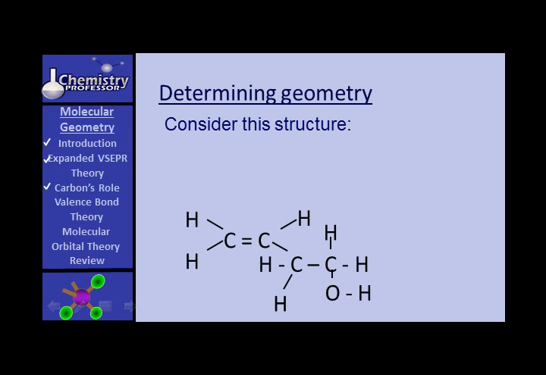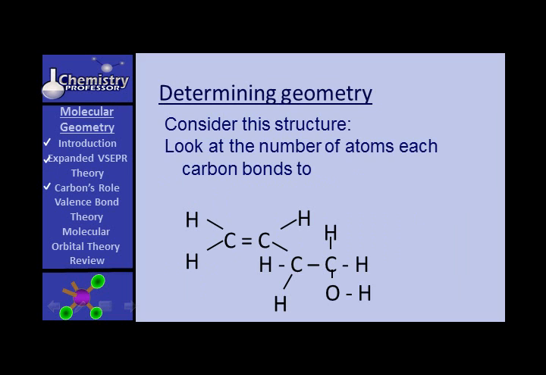Consider this structure right here. Now I want you to look at the number of atoms each carbon bonds to. For example, look at this carbon right here. It is bonded to 4 different atoms. Not different elements now, just 4 different atoms. And the geometry is tetrahedral.